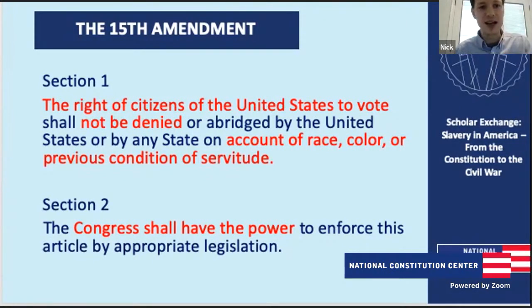And don't take negative the wrong way. I don't mean that. It's describing the way the right is drawn, right? It doesn't create a positive right, meaning you have the right to vote. It says what you cannot do, right? So negative means government can't do this.